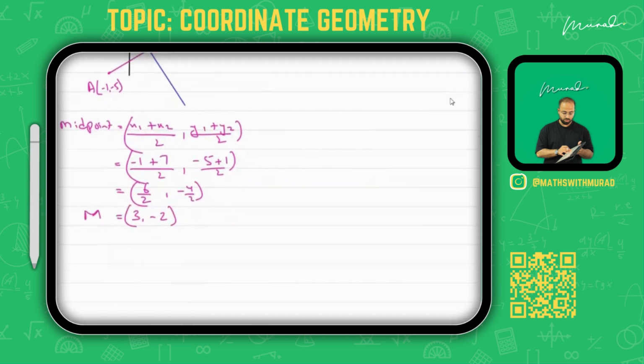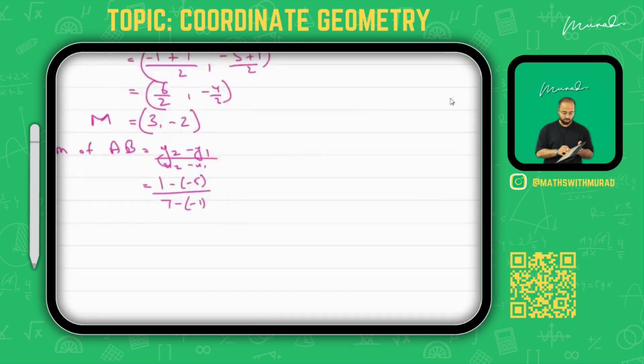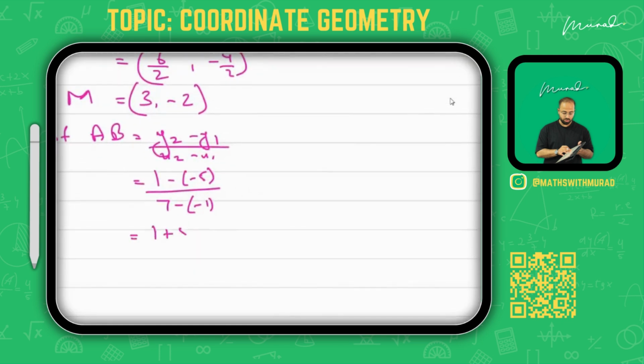Now after getting the coordinates of M, I'll try to figure out the gradient of AB. I'll figure out the gradient of AB because the blue line is perpendicular to it. So again, I'll be using y2 minus y1 upon x2 minus x1. The value of y2 is 1, y1 is -5, the value of x2 is 7, minus x1 which is -1. So it will become 1 plus 5 upon 7 plus 1. This will become 6 upon 8, and after simplification, it will become 3 upon 4.